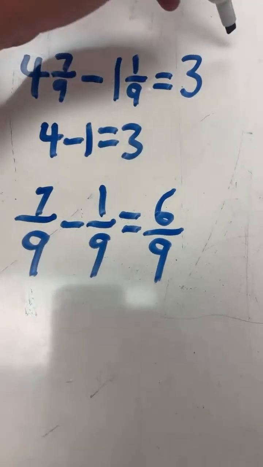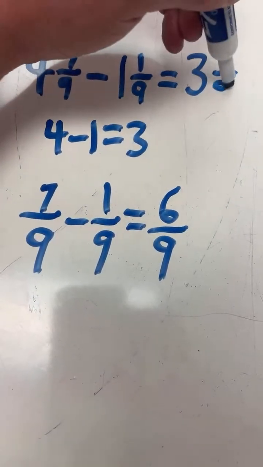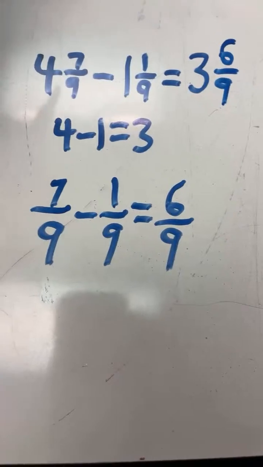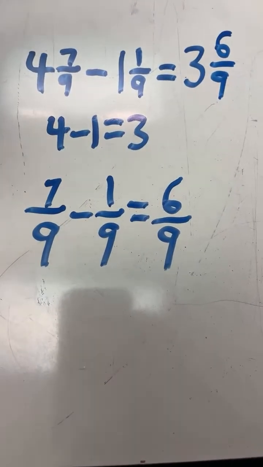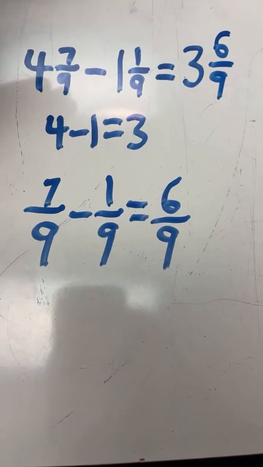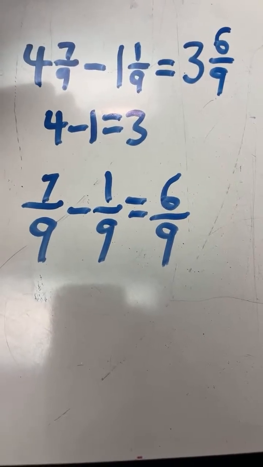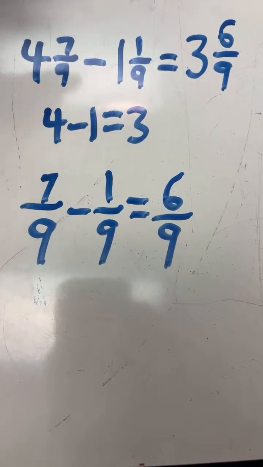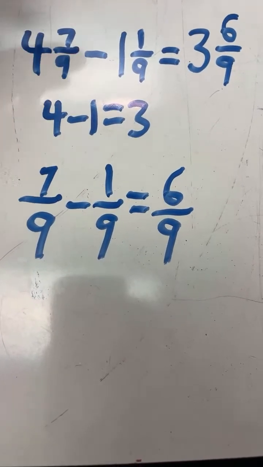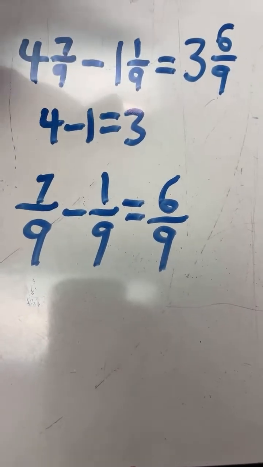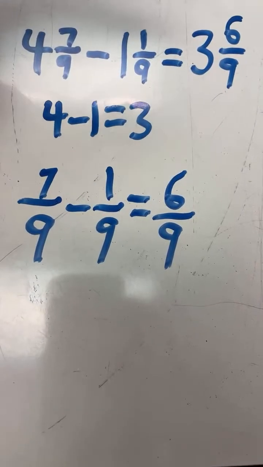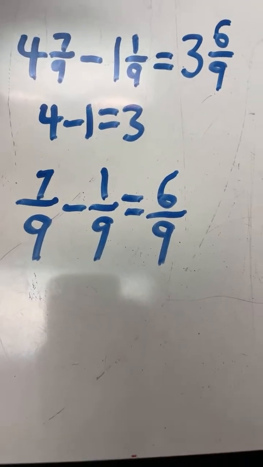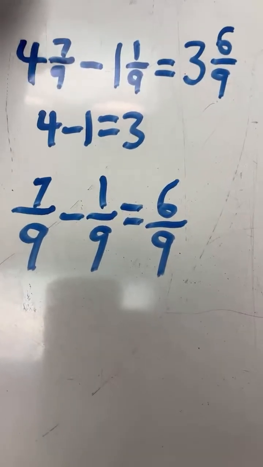Now this answer is not reduced to lowest terms, but I'm going to make reducing fractions to lowest terms its own video. I'm not going to make that part of this video, because I believe that deserves its own video. But for all intents and purposes, this is our final answer. 4 7/9 minus 1 1/9 equals 3 6/9. In another video, I'll probably reduce 6/9 to lowest terms.